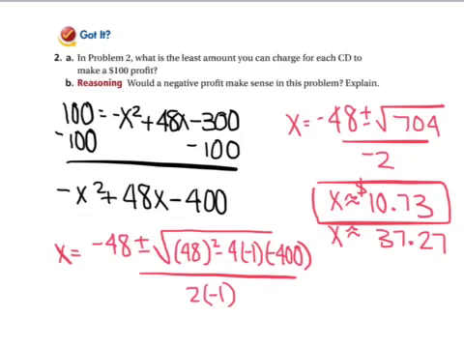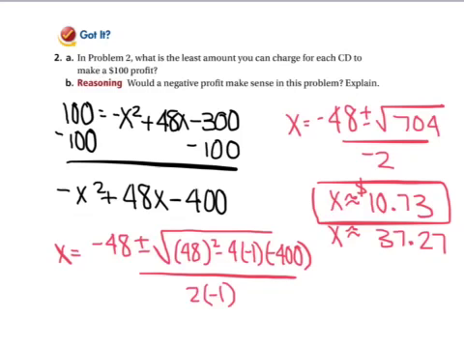Okay, now, reasoning question. Would a negative profit make sense here? Could they have a negative profit? Yes. Exactly. If they lost money, we probably wouldn't call it a profit then. But if they lost money, our P value would be negative. In what kind of situation would they be losing money? Explain this to me. No one bought their CDs. They paid to have all of these CDs made, and they had all of this cost, but then they didn't sell enough to cover that cost. So if they spent more than they made, they would end up with a negative profit.